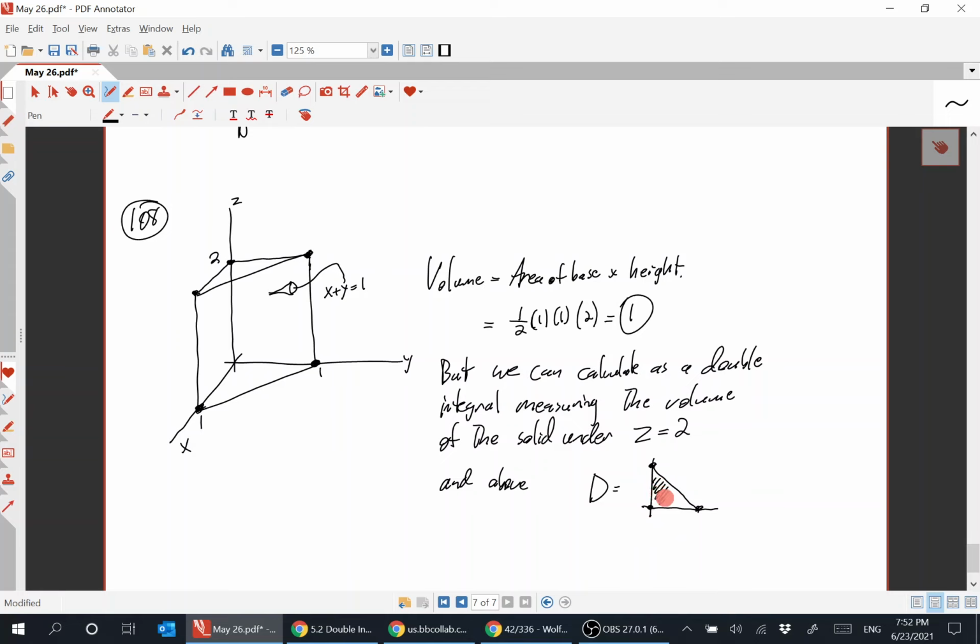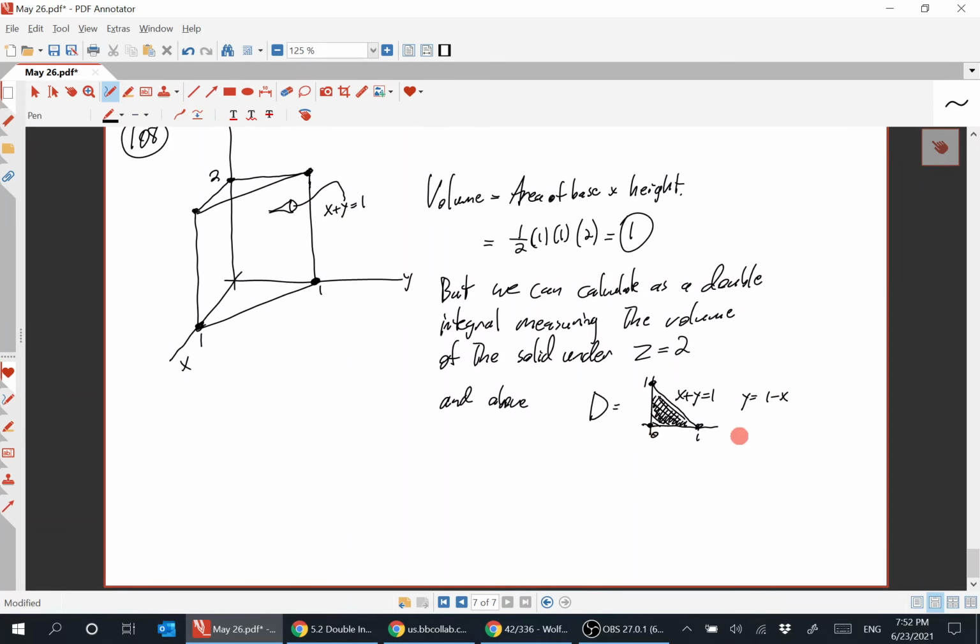So this is 1 on the x-axis, 1 on the y-axis, so this line is x plus y equals 1, which is the same as y equals 1 minus x. So the description of this region, type 1 description, is 0 less than or equal to x less than or equal to 1, 0 less than or equal to y less than or equal to 1 minus x.